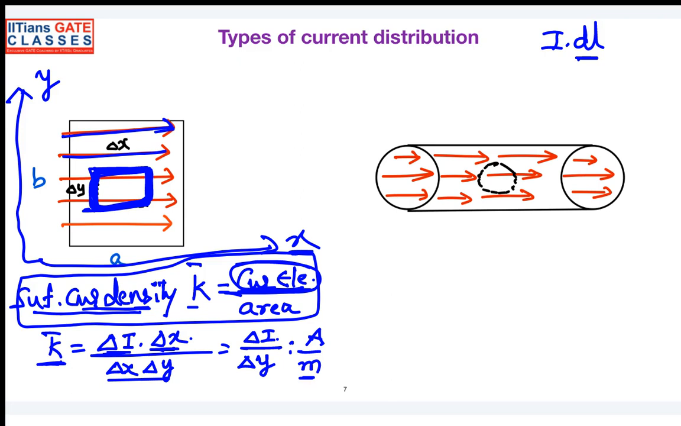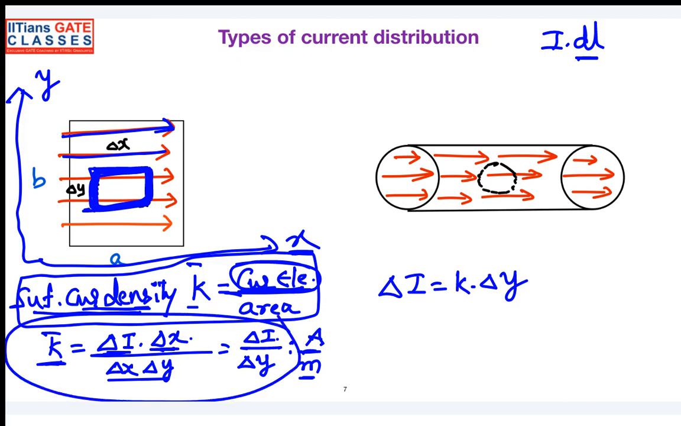So the units of surface current density are very important. It is ampere per meter. Though it represents a surface, the units will be ampere per meter only. Now, in this case, let me write the delta I value. It will be K into delta Y, using the same equation and rearranging it.